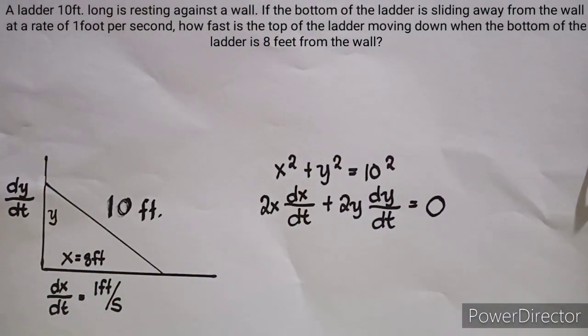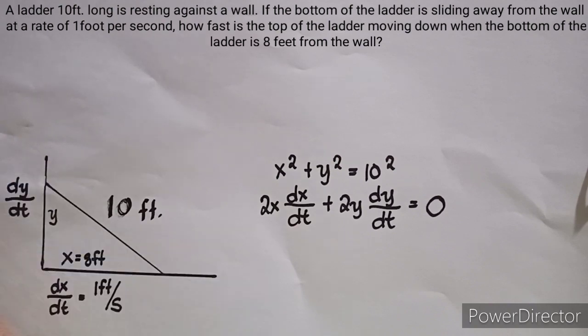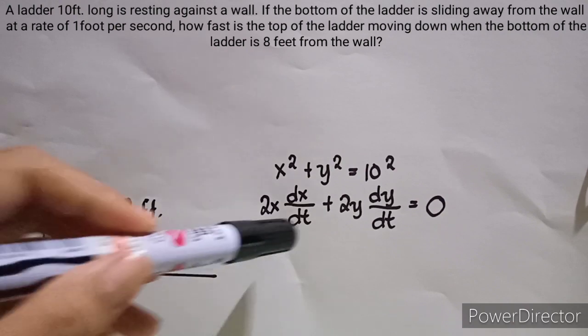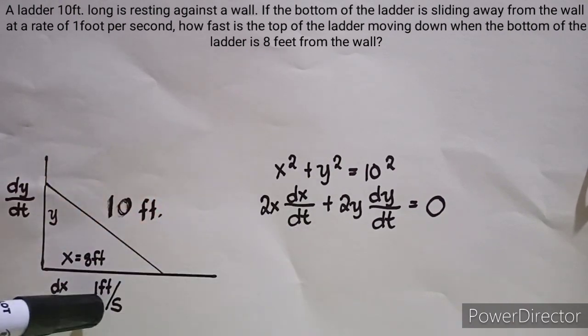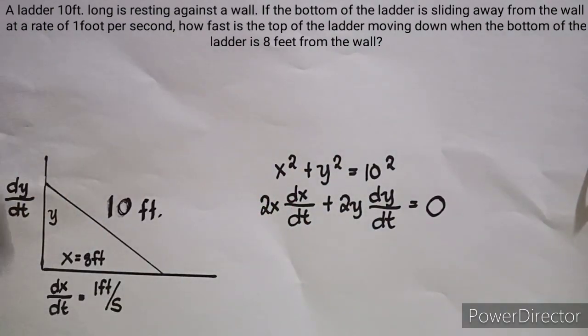But before we proceed to step 6, which is to substitute all the known values into the differentiated equation, let us first look at the differentiated equation to see if we only have one unknown. And that one unknown is the required value, which is our dy over dt. Let's check. We have the value of x, which is 8 feet. Our dx over dt is 1 foot per second. Our y, we don't have the value of y, and dy over dt is our required value.